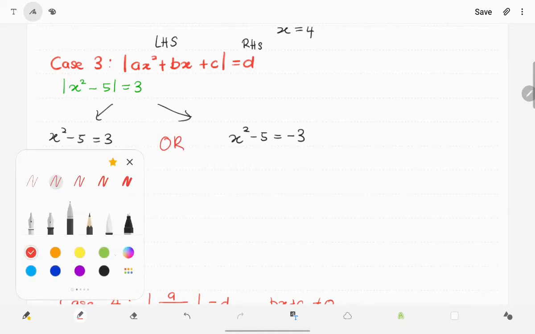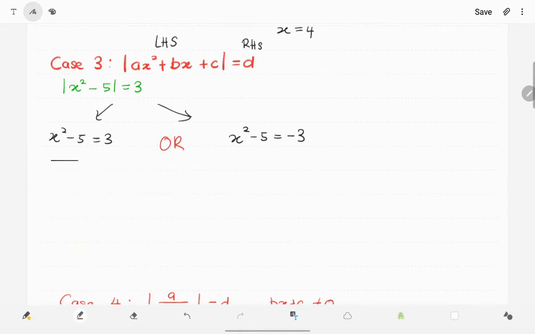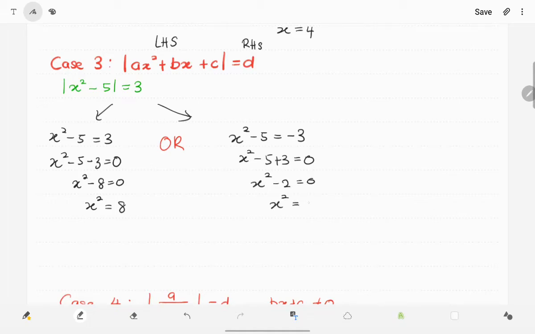Okay, so continue. So we need to solve it. X square minus 5 minus 3 equals 0. X square minus 8 equals 0. So x square equals to 8. This one, x square minus 5 plus 3 equals 0. X square minus 2 equals 0. X square equals to 2.